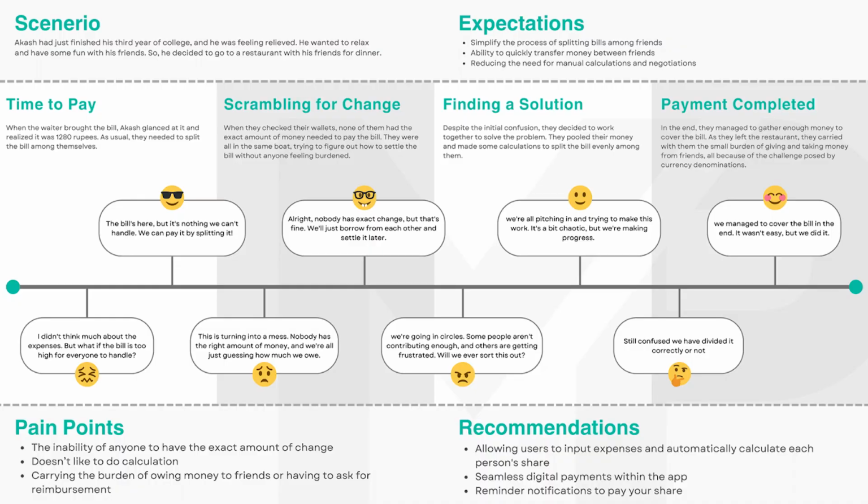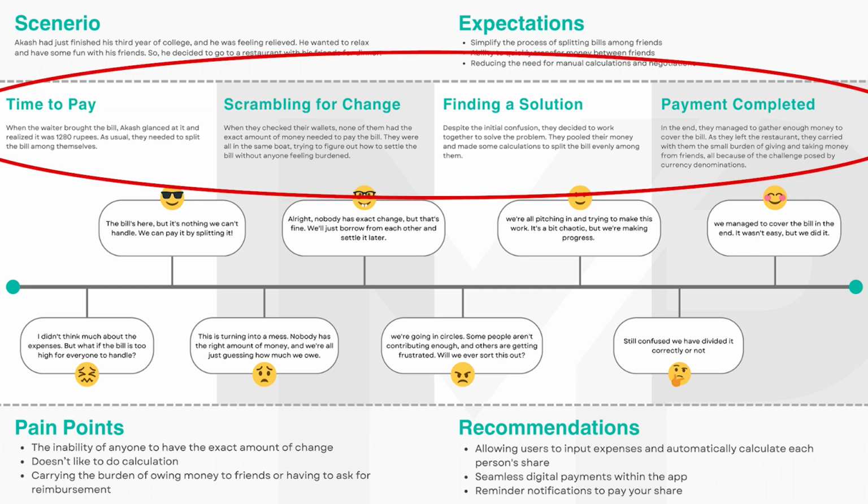So now I will be showing you an actual user journey map which I have created for one of my UX projects. In this project I was doing the research for a budgeting app which will help young college-going students in analyzing their finances and will also fulfill their online payment needs. As you can see, I have taken the scenario of friends visiting a restaurant and doing the payment after having the dinner. So I made four parts: time to pay, scrambling for change, finding the solution and payment completed.